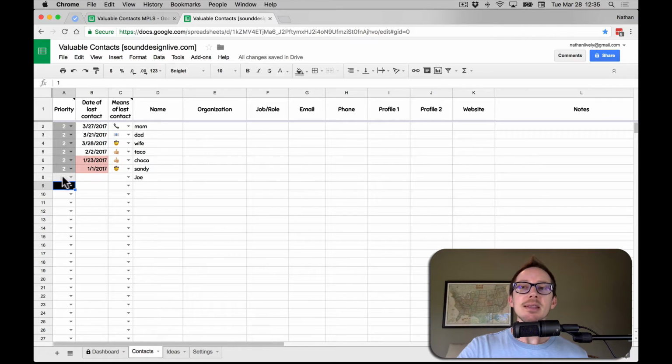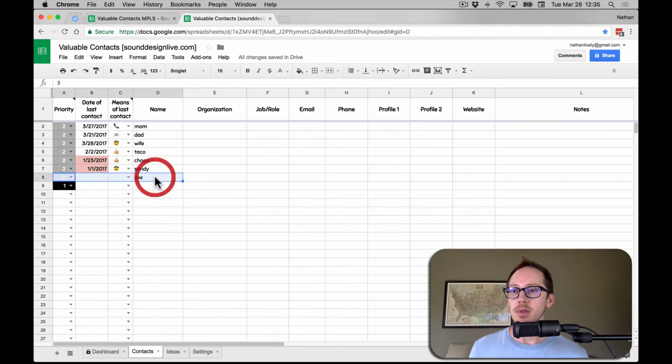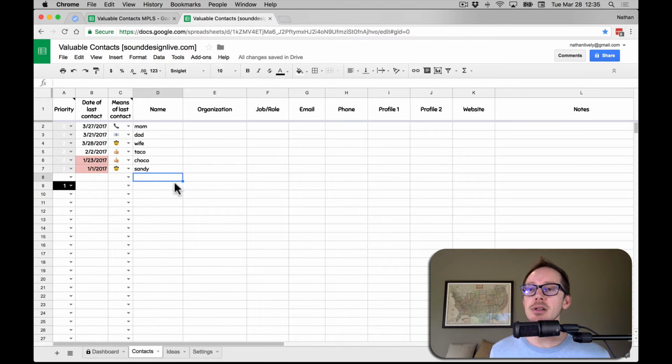So if you meet them and it turns out that they're a negative person, then you just select this and hit delete. And that doesn't mean you're cutting them out of your life. It just means that you're not following up with them regularly like these people.